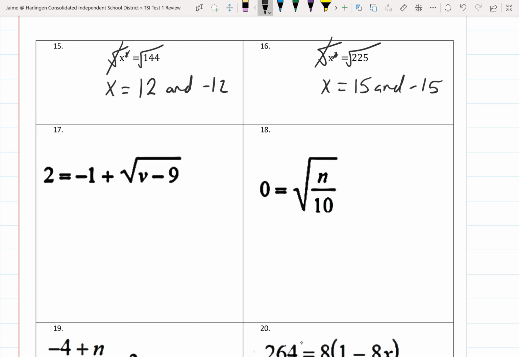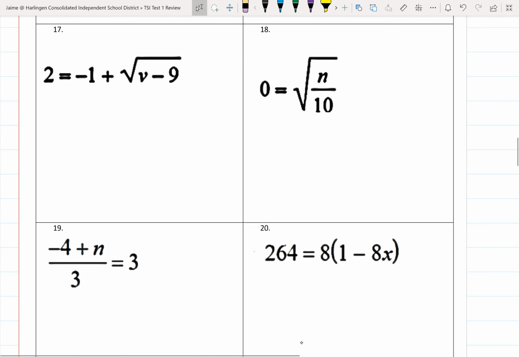Remember that if you don't know this off the top of your head, you'd have to do it by hand. Like, oh, what's 10 times 10? What's 11 times 11? Until you get that number, because you can't use a calculator on my test.